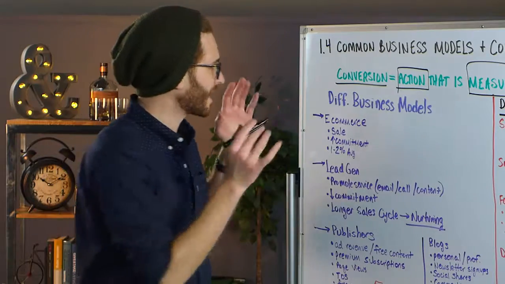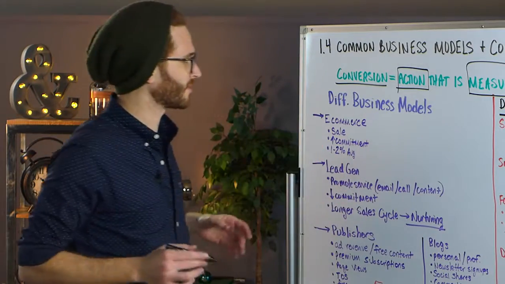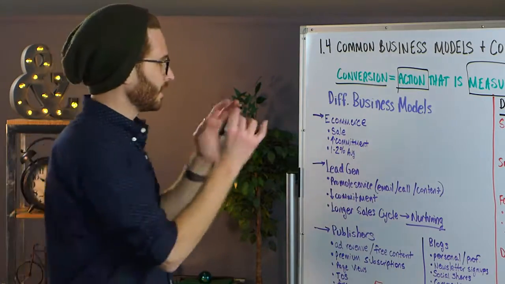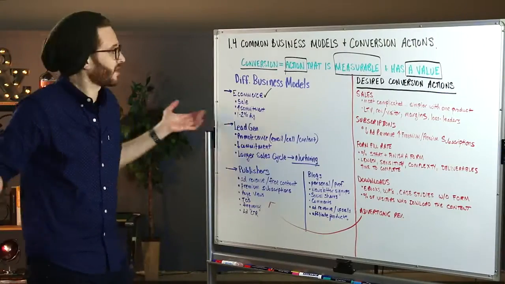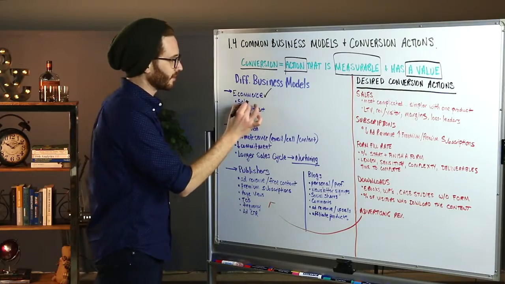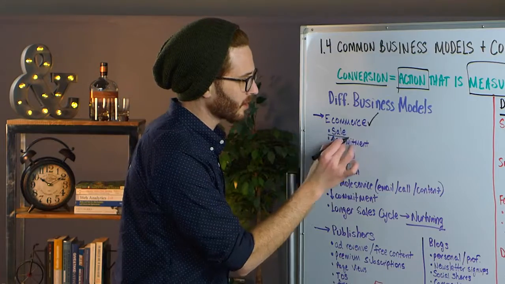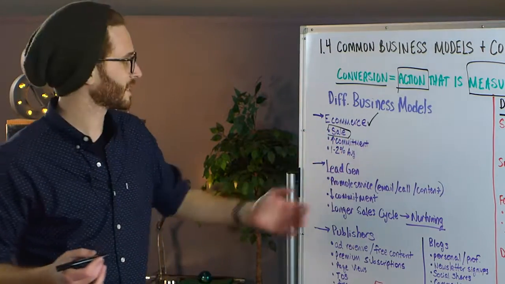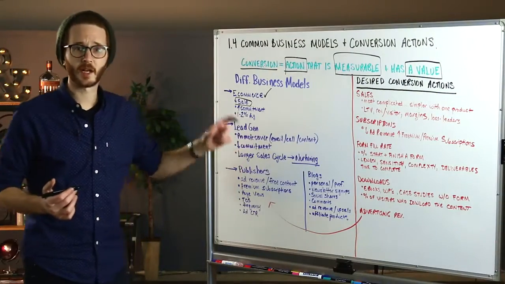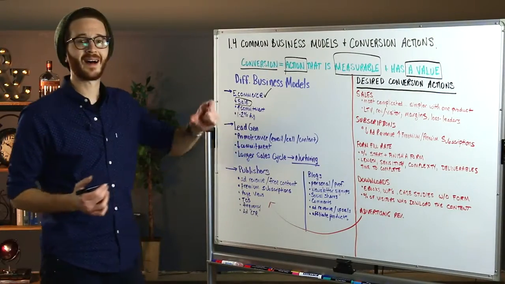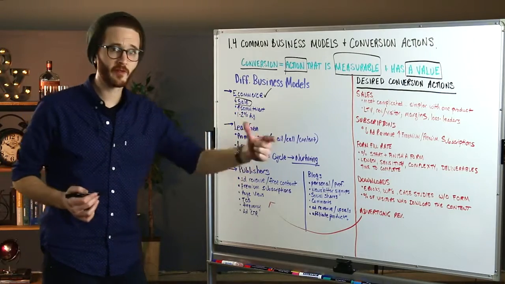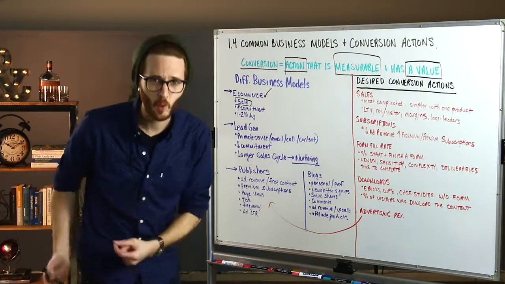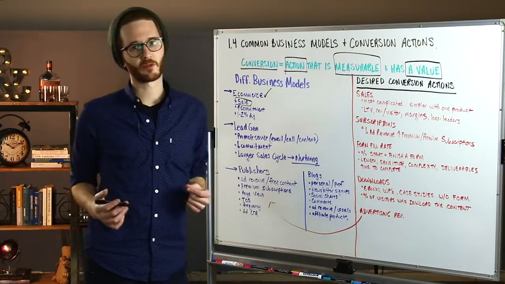Okay, so let's dive in and just quickly go over the different types of business models that are commonly found on the web. E-commerce, right? So you're selling stuff online. Very simple. So the most popular conversion action for an e-commerce site is going to be a sale. In order to generate e-commerce sales, you need the highest level of user commitment and user engagement with your brand. It's very, very hard to get people to take out their wallet and buy something from you.